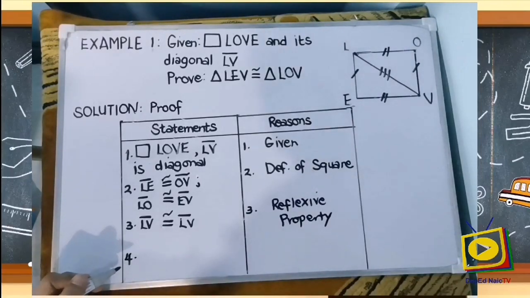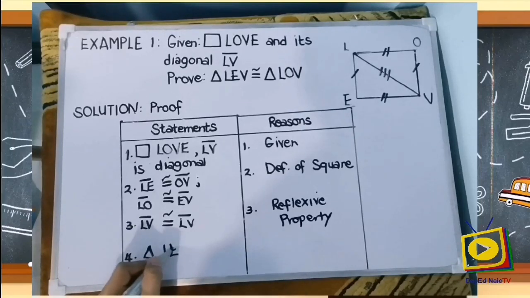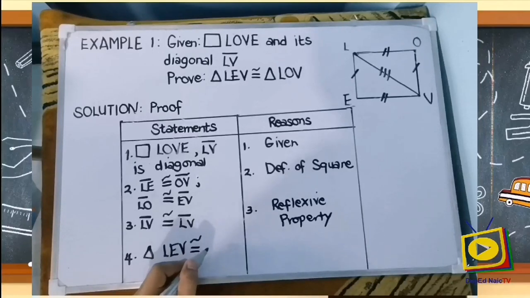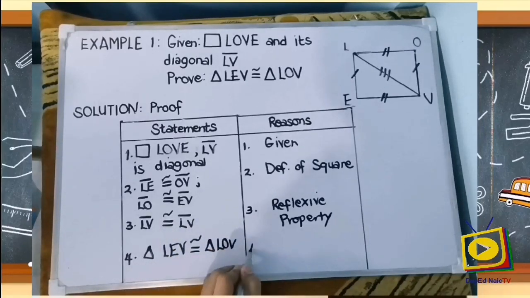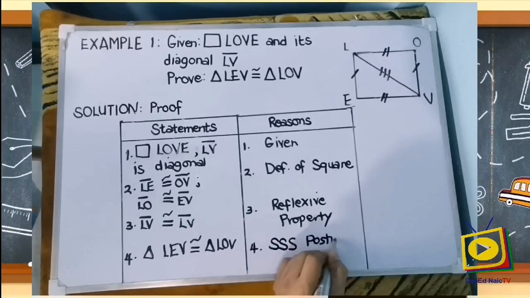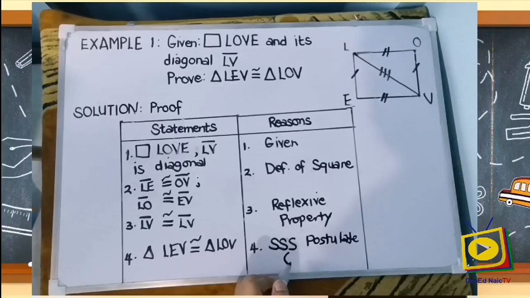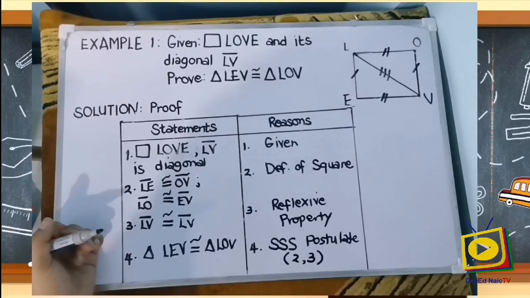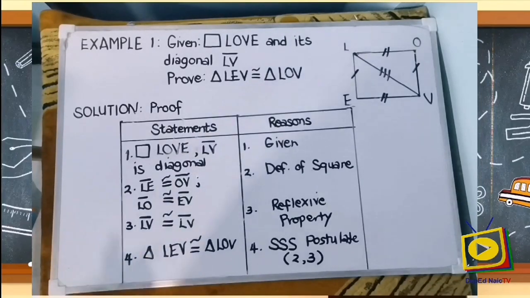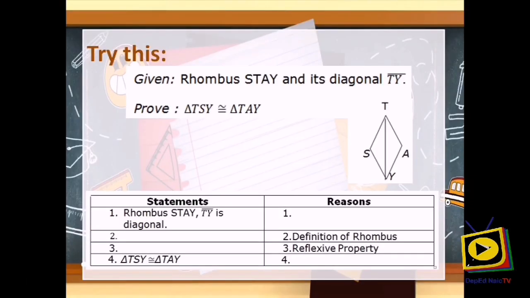So therefore, for our last statement, triangle LEV is congruent with triangle LOV, and our reason is SSS postulate, supported by our statements 2 and 3. So that is for our first example. We write statements proving that the two given triangles are congruent by applying the side-side-side postulate. Try this. Given rhombus STAY and its diagonal segment TY, prove triangle TSY is congruent with triangle TAY.